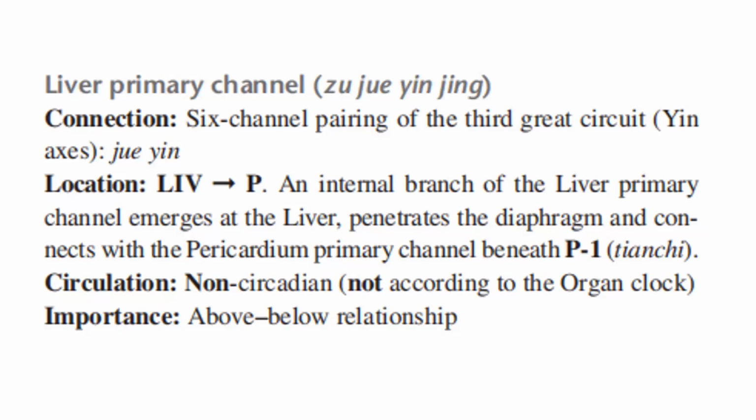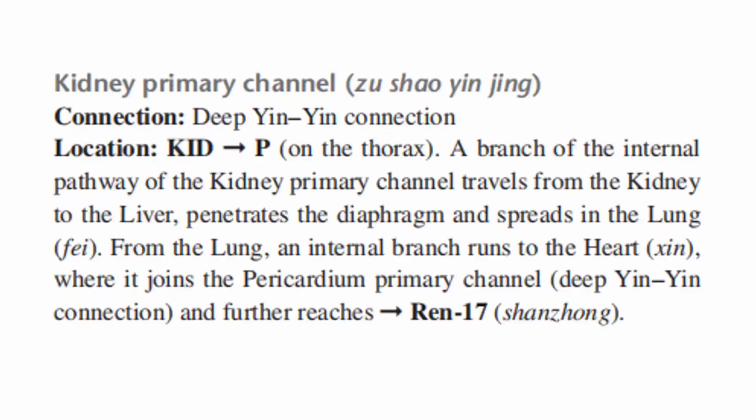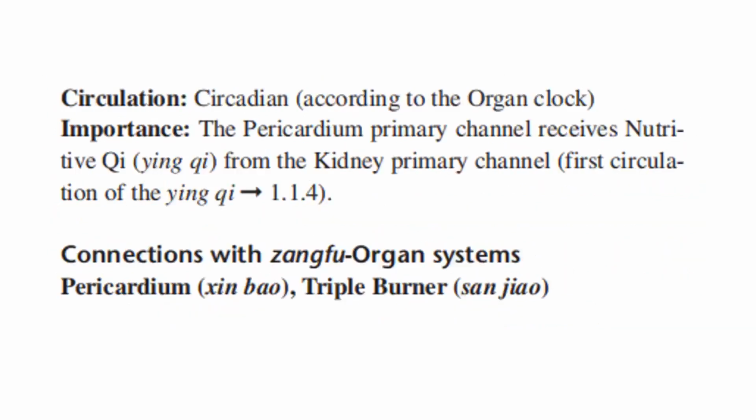Importance: above-below relationship. Kidney primary channel, connection: deep yin connection. Location: from kidney to pericardium and the thorax. A branch of the internal pathway of the kidney primary channel travels from the kidney to the liver, penetrates the diaphragm, and spreads in the lung. Then from the lung, an internal branch runs to the heart, where it joins the pericardium primary channel, deep yin-yin connection, and further reaches REN 17. Circulation circadian according to the organ clock.